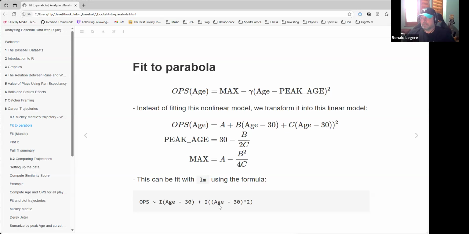Does anyone know? If I didn't have the I, if I just did age squared, does it try to make like 2 times age plus age colon age or something? Or does it do an orthogonal polynomial or something like that? I don't know. Anyway, if you really want the formula to be this, you have to put it in with an I, so it's literally doing that. I have to look up what happens if you don't put the I there.